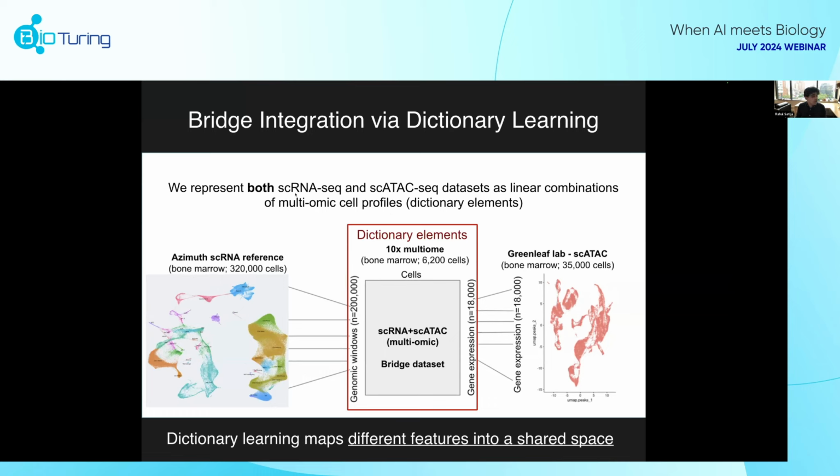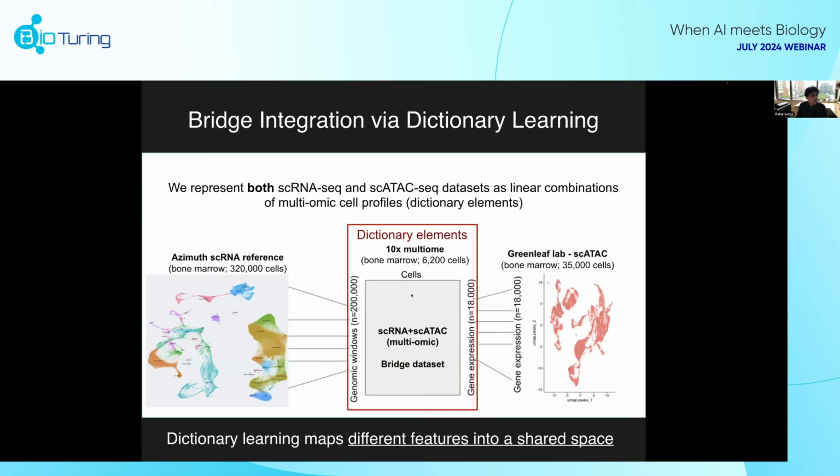And we can do that because both the RNA-seq data set and the multiome data set measure RNA. And then we're going to take the ATAC-seq data set, and represent each cell there as a weighted combination of dictionary elements. And we can do that because the multiome cells and the ATAC-seq cells both measure chromatin accessibility.